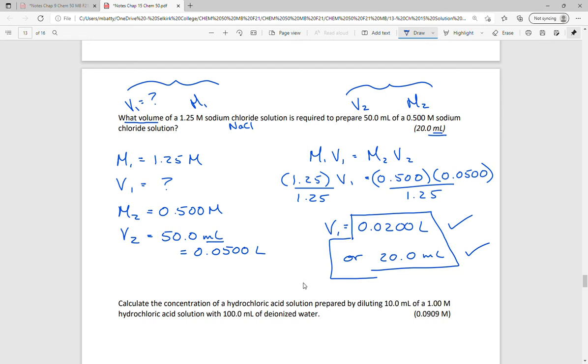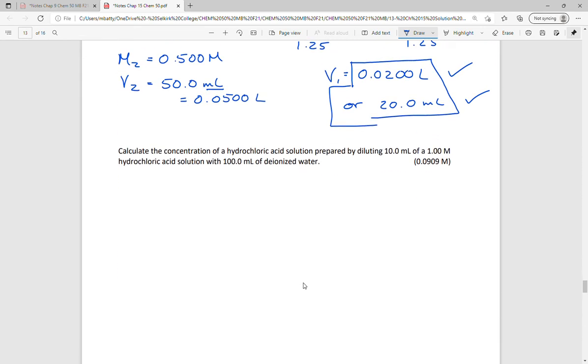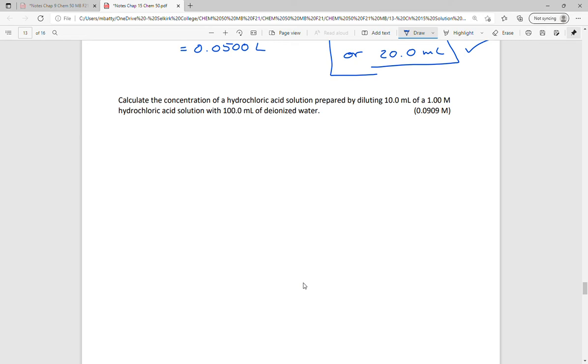Okay, so the next one. I'm done converting to liters because I find it a little bit cumbersome. So let's do this one in milliliters. It says calculate the concentration. So I'm looking for the concentration of a hydrochloric acid solution made by diluting a V1 and an M1 with 100 mils of deionized water. Sometimes with these, it takes a little bit of reading and a little bit of organizing because there's something else going on with this.